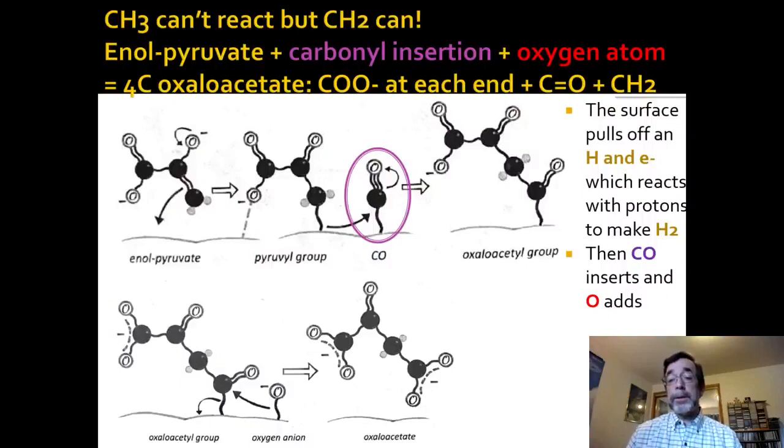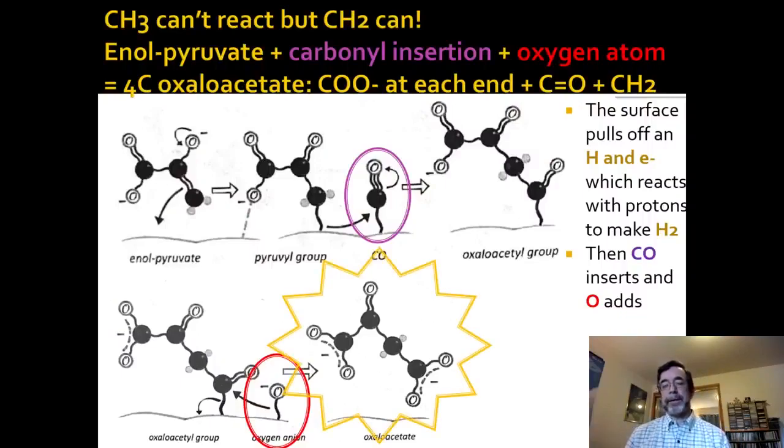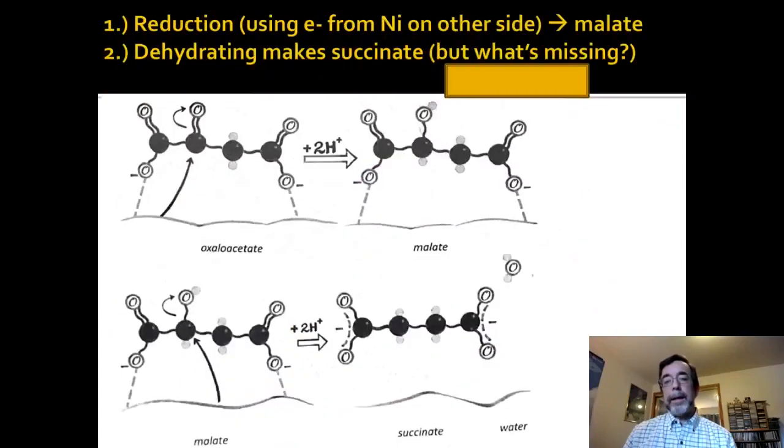If you do the insertion on the enolate end, you make an oxaloacetyl group. All that you need is an oxygen to roll along and attach, and then oxaloacetate floats out into solution. That insertion will make our oxaloacetate molecule, which seems to be a pretty key molecule in the whole process. There's oxaloacetate. From there, you actually can get from oxaloacetate back to succinate pretty easily.